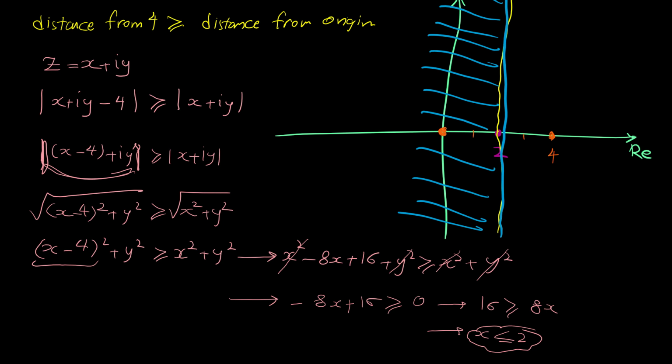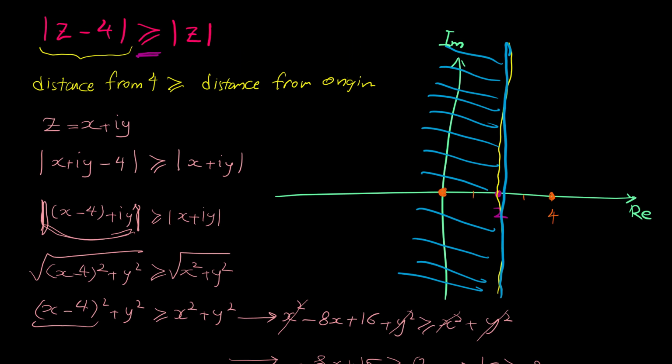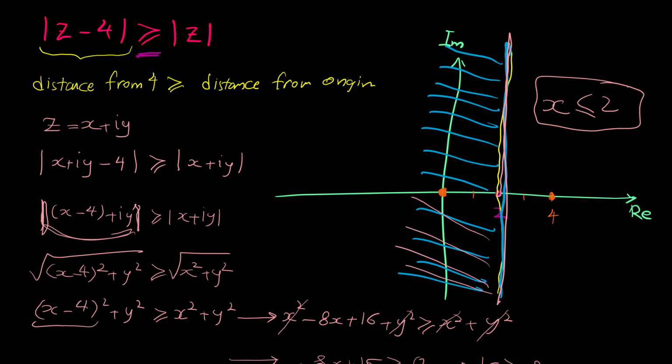So, by simplifying the equation and rewriting it in terms of x and y, we got x less than or equal to 2. x equals 2 is exactly this vertical line. Less than 2 is the left side of this line. So less than or equal to is the vertical line and all the points on the left side of this vertical line. This is exactly the same as the geometric interpretation.